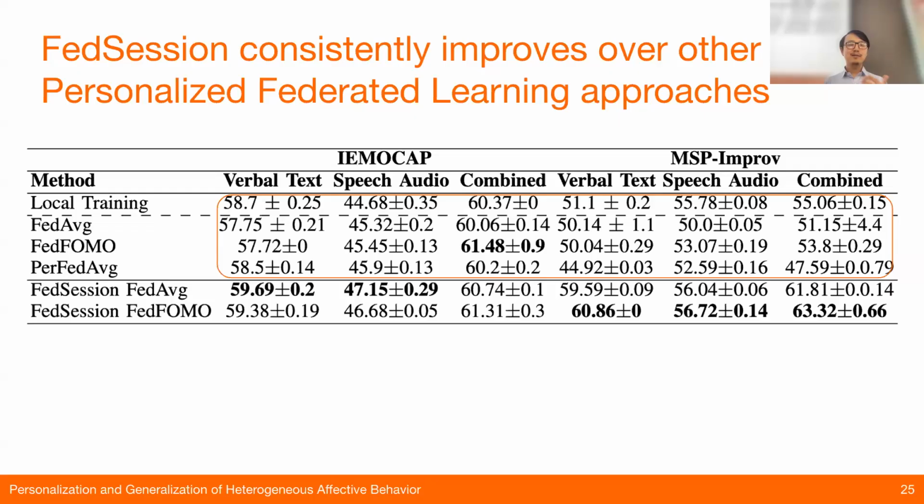Even if we are doing federated learning, it's not doing anything, and it's better to just do local training. However, if you look at the federated session approaches, they always perform better than local training. Only once, in the case of federated FOMO, the combined MSIO mocap performs comparably to federated FOMO, where federated FOMO most of the time performs even worse than local training. These results were also shown to be statistically significant by t-test.